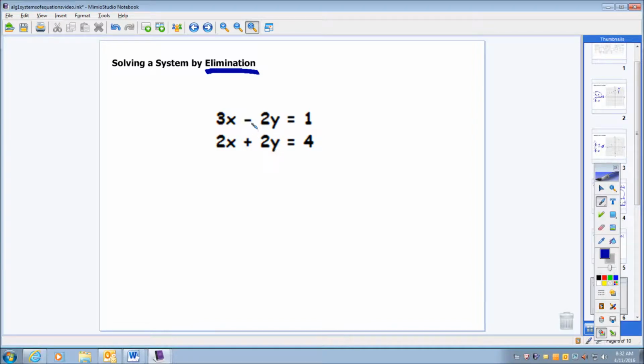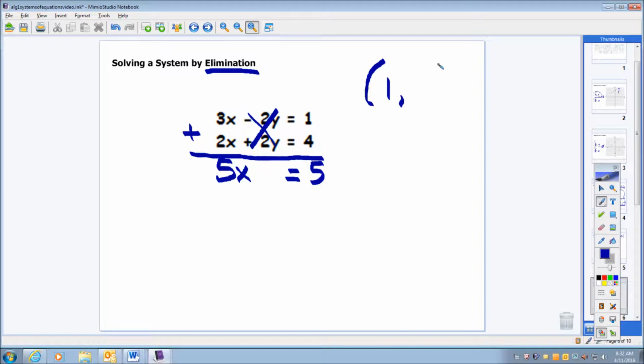Notice, look at the y's. I've got a -2 and a +2. If I were to add these two equations together right now, these would cancel. -2 plus 2 is gone. So if I add these two, these are gone. What I'm going to get is 5x equals 5. Divide by 5, and x is 1. So right off the bat, we have an answer. It won't always be this quick and this easy, but I just want to give you the idea here.